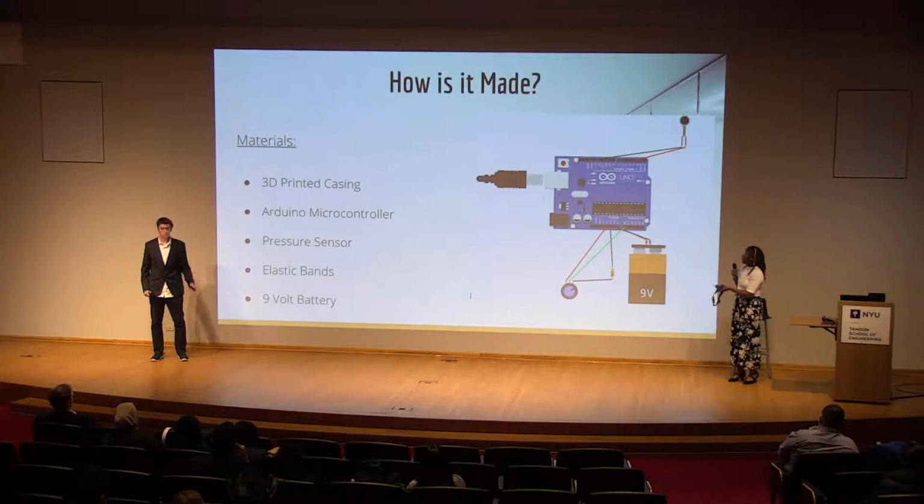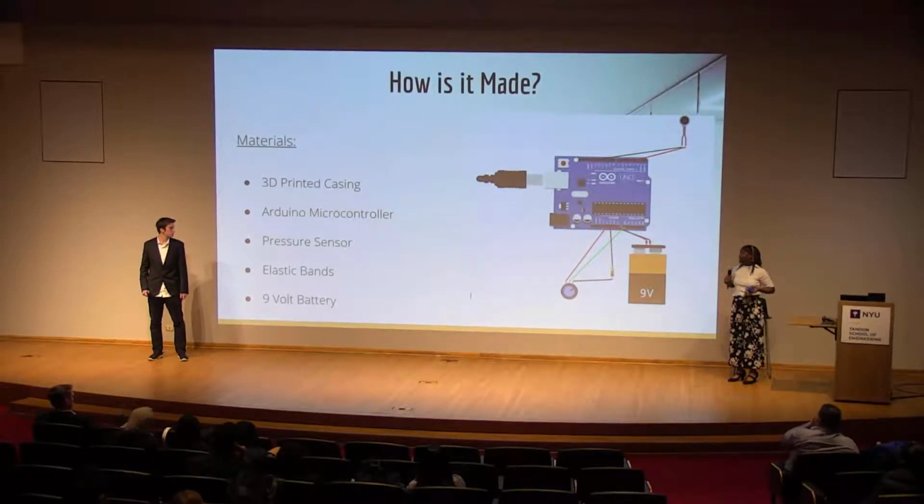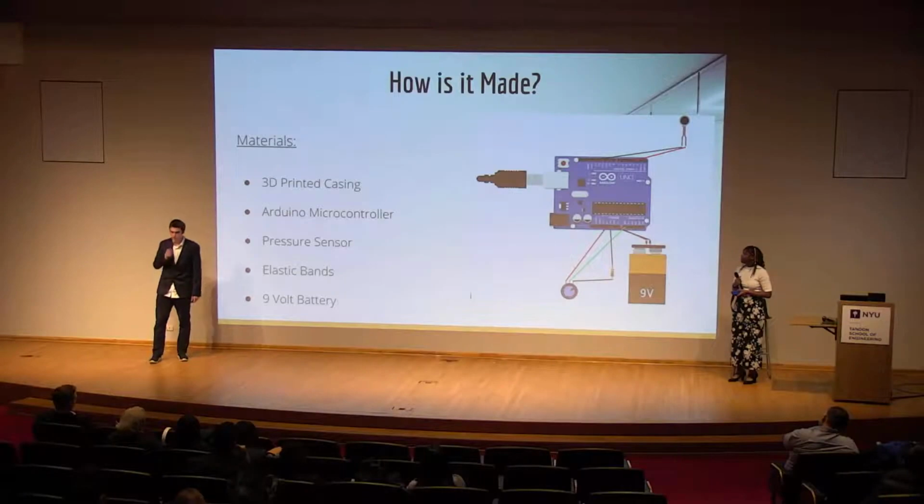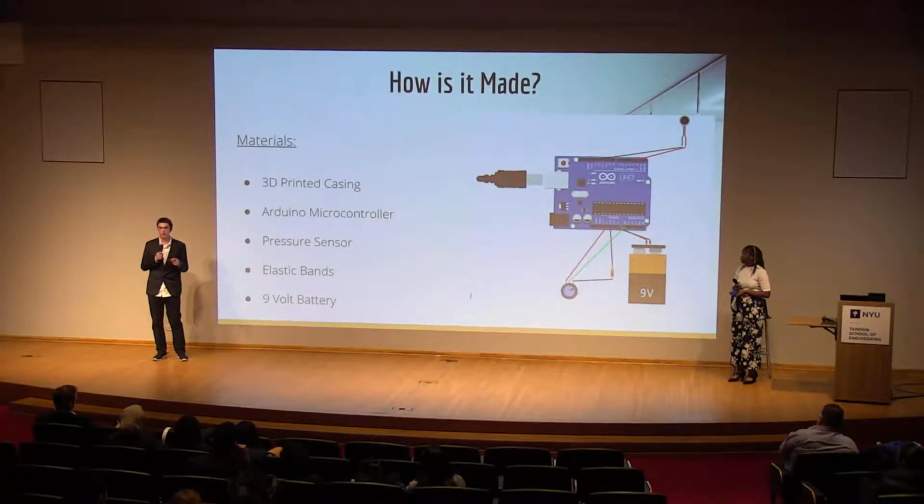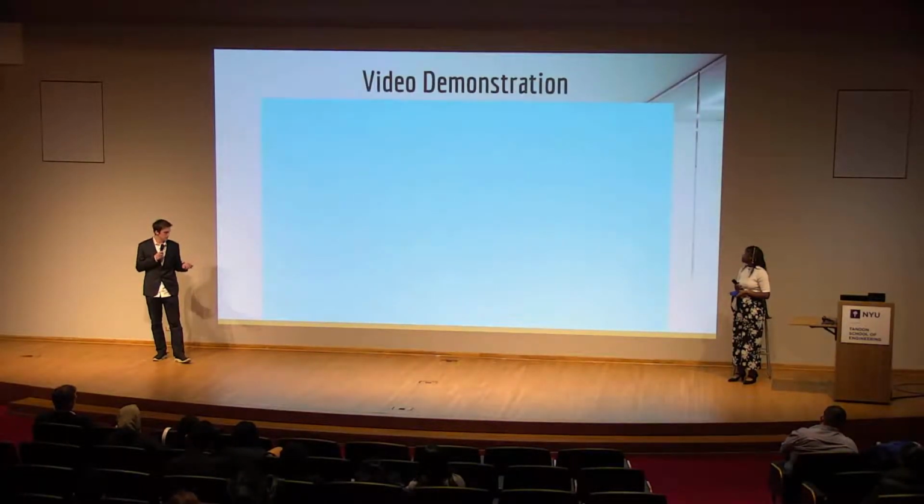It was made with a 3D printed casing, as you can see here, an Arduino microcontroller, a pressure sensor, elastic bands to fit around, and a battery to power the device. Essentially, when the pressure sensor bends, it goes to an Arduino, which maps that to a gradient, so that the more you're slouched over, the stronger the vibration will be. That notifies the user to correct their posture throughout the day in a subtle way, as you'll see in this video demonstration. Hopefully.